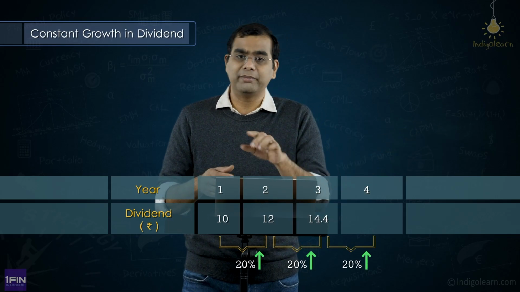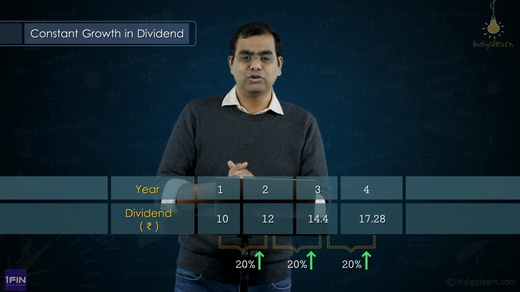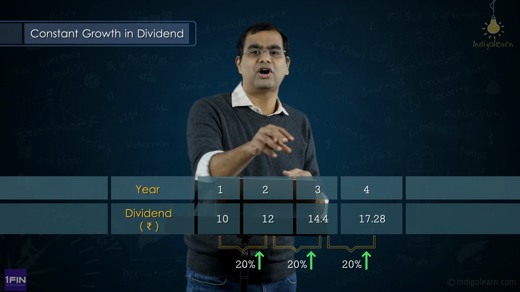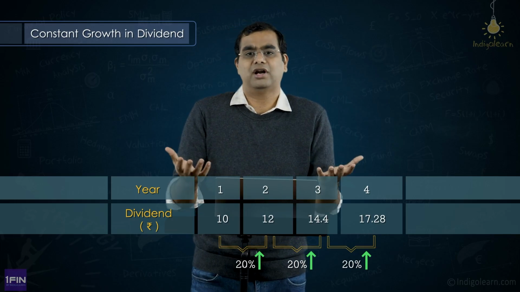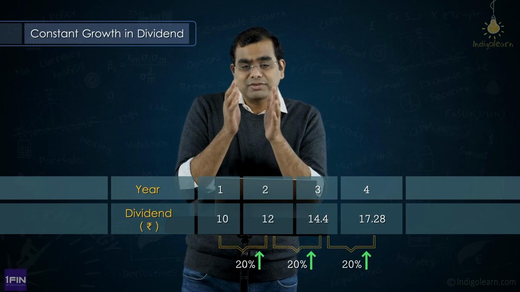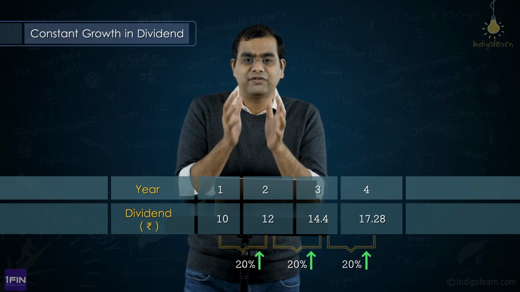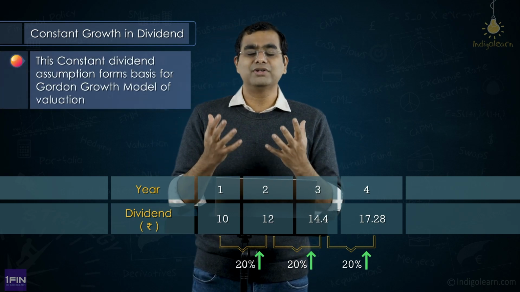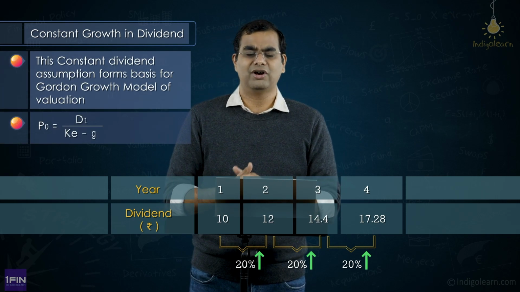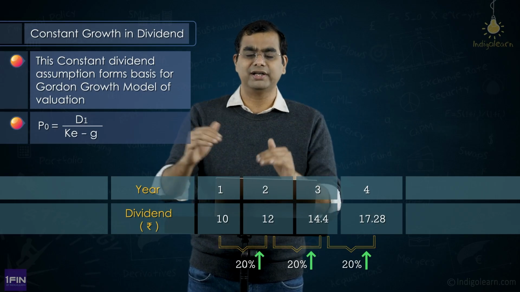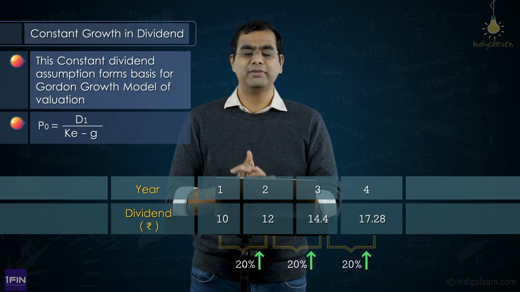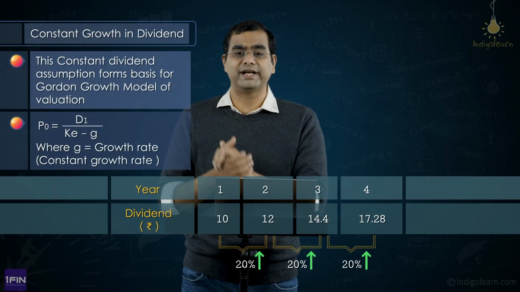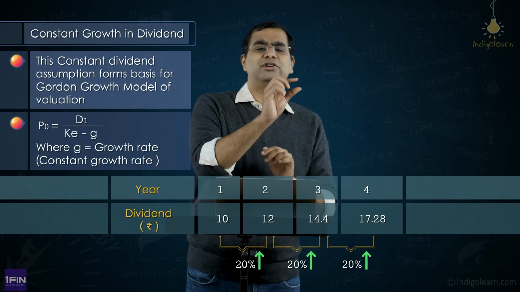Even here you can come to a conclusion saying, no, boss, how can it be probable that every year the dividend constantly grows by 20%? No, it is not possible. But this forms the basis of the Gordon formula. If you remember the Gordon formula, it was D1 by KE minus G. D1 is the numerator, KE minus G is the denominator, where G is the growth rate. What growth rate? It is a constant growth rate.